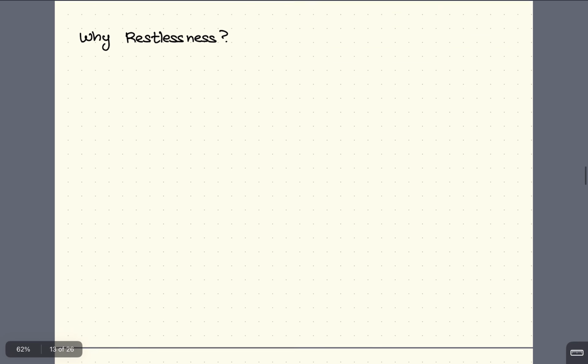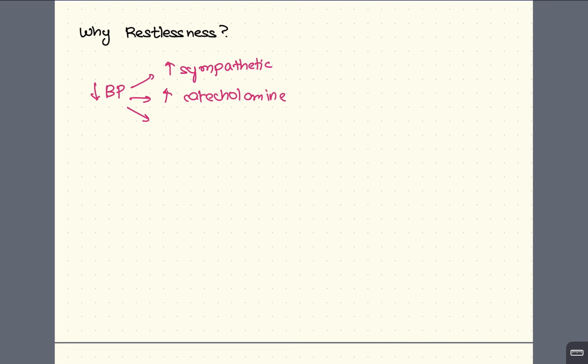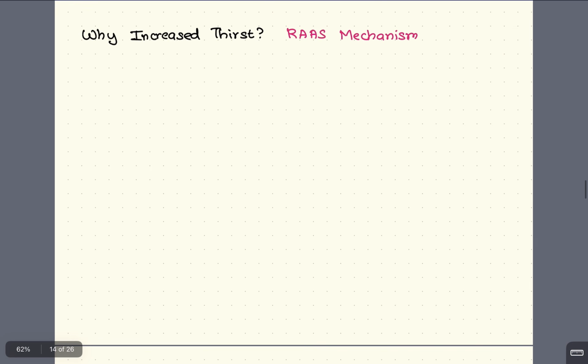Next, why is there restlessness? So from the starting point, there is decrease in BP. Now what does decrease in BP cause? There's increased sympathetic discharge. And there is increased catecholamine secretion, which we have already discussed as increased epinephrine from adrenal medulla. Now, more than this, there's an increased stimulation of reticular activating system in brain, and that is why there is restlessness. Hope this is clear.